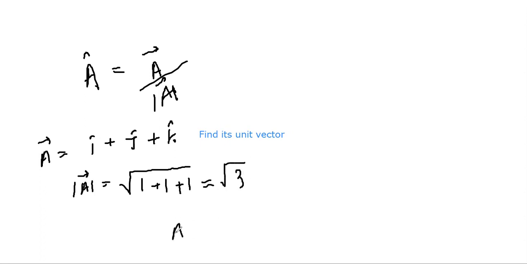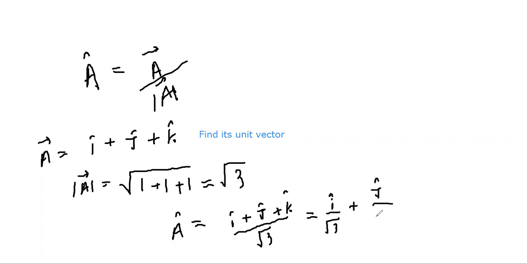So what would be the value of a cap? A cap would be equal to i cap plus j cap plus k cap divided by root 3. And you can break this into 3 parts: i cap by root 3 plus j cap by root 3 plus k cap by root 3. So this would be the value of a cap, and this is the way you apply the formula of unit vector by finding its magnitude.